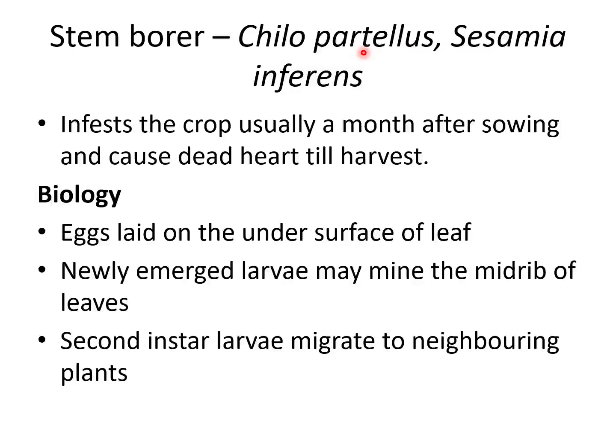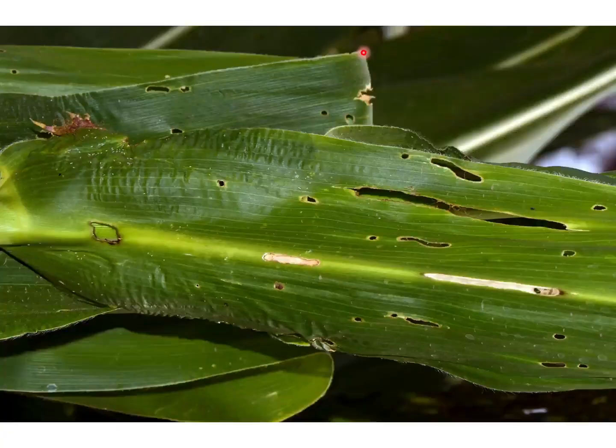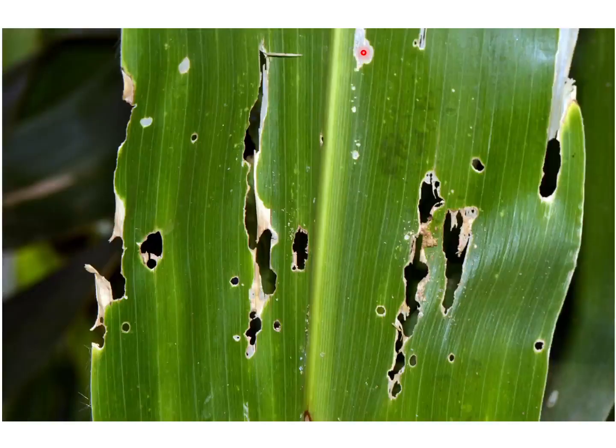That is the symptom, and once the larva reaches the second instar, it migrates to the neighboring plants also. So as we have discussed, it feeds on the upper surface, leaving the lower surface intact, and we can see transparent windows. As with any stem borer, it leads to the formation of dead heart and extensive stem tunneling, because the larvae feed and tunnel inside the stem. Extensive stem tunneling leads to breakage of the stem. So this is with respect to the symptoms: tunneling of the midrib and transparent windows on the leaves.